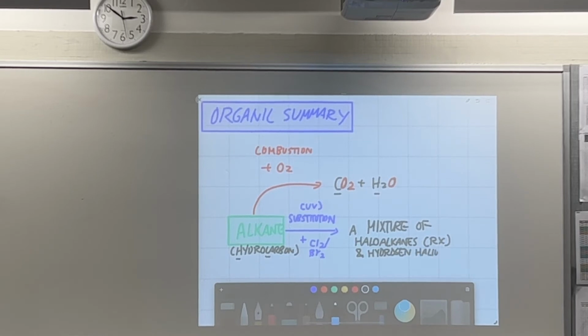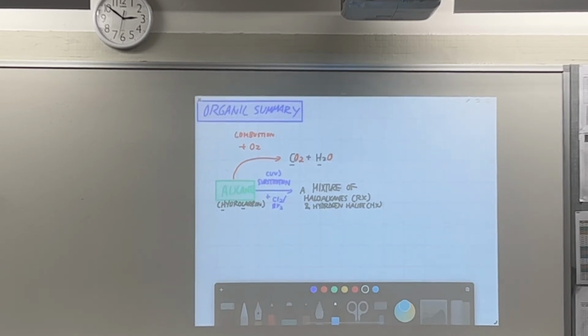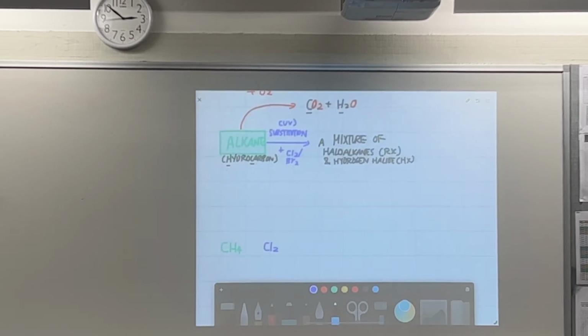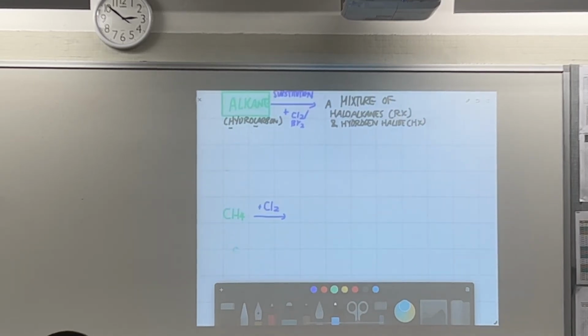I will use one example, and I can guarantee you that you will know what I mean by this. Let's take this example, CH4. CH4 is an alkane. When I react CH4 with Cl2, how many products can I get? Well, let's see. Look at CH4. CH4 has 4 C-H bonds.